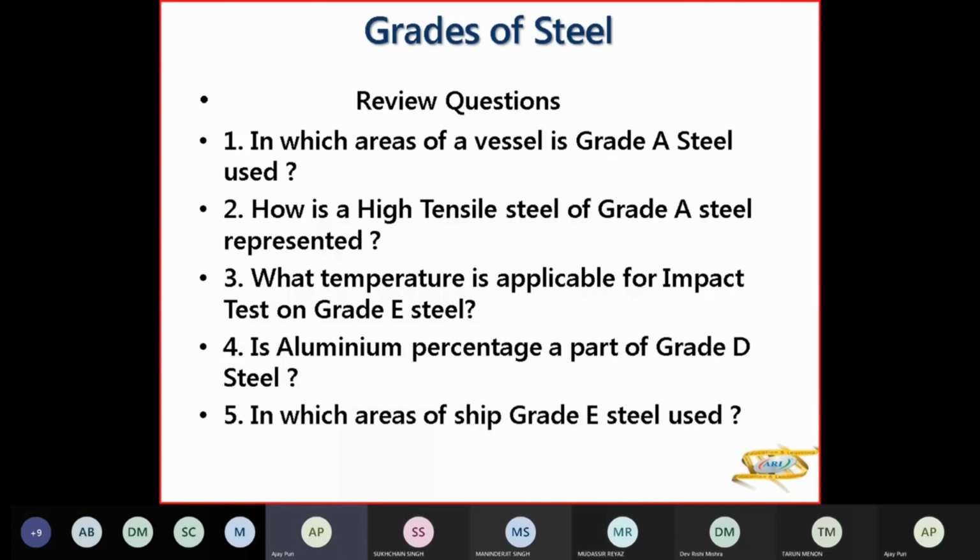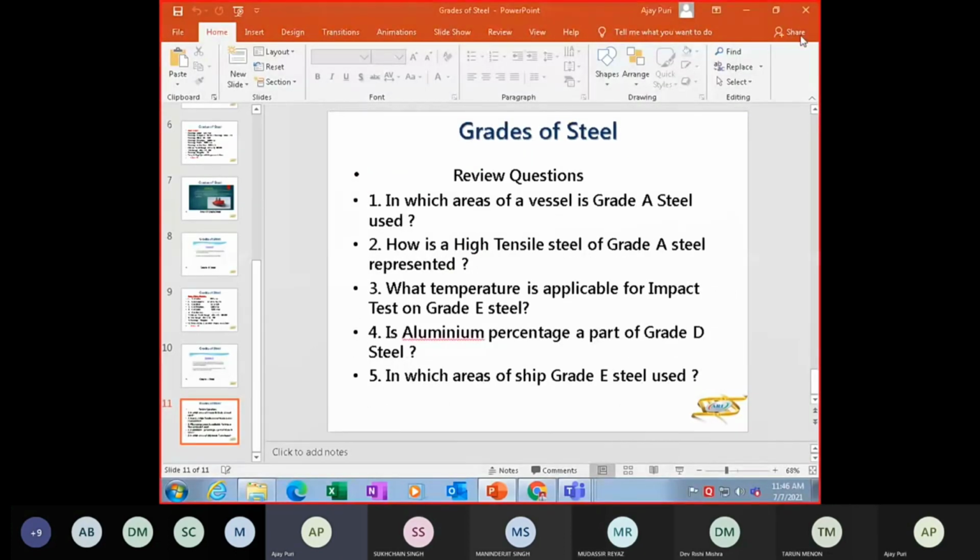You have to understand this because we have done midship sections where all your grades of steel are marked. So I said we'll finish off this.